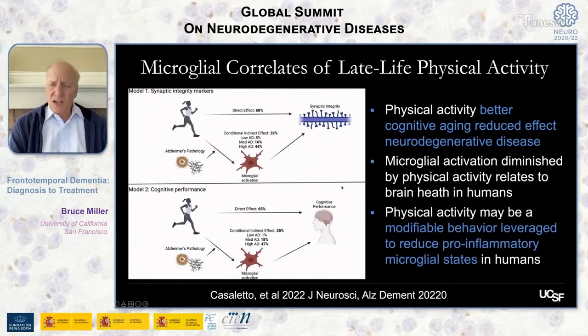How does this work? Well, this is a nice study in Alzheimer's disease where she got a look at, Caitlin, the pathologic correlates of physical activity. And the punchline here is that people who had physical activity went on to die with Alzheimer's and had pathology looked at were less likely to show activated microglia. So the physical activity downgrades the activation of microglia, and this may be a modifiable behavior that helps us to reduce pro-inflammatory microglial states in humans.